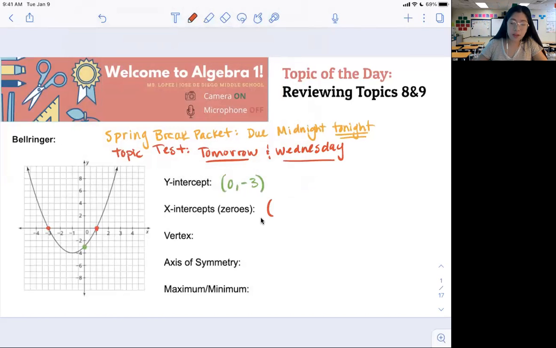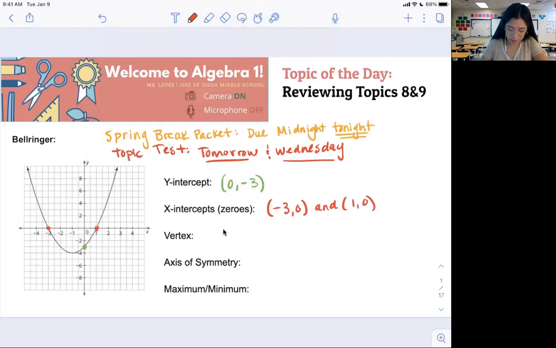And if I write it as a coordinate point, just remember that the y-intercept is 0, comma, whatever, and the x-intercept is going to be the number, comma, 0. So this is -3, comma, 0, and 1, comma, 0. Beautiful. All right, where's my vertex?